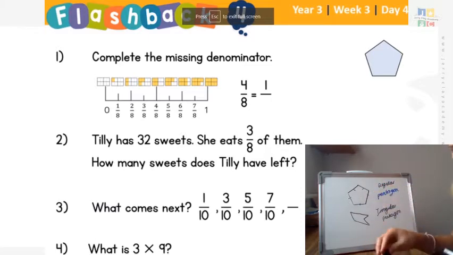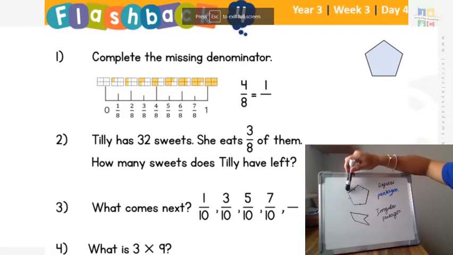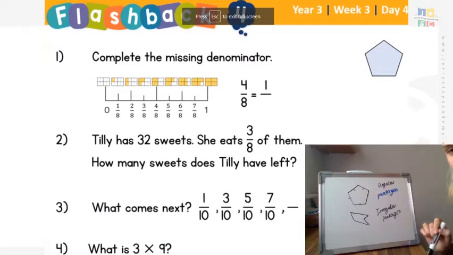Now why is this one regular and why is this one irregular? Have a quick chat to your parents, or think to yourself, what is the difference? You should say that the regular pentagon is regular because all the sides are the same length and all the angles on the inside are the same. However, on an irregular pentagon, the sides and the angles are all different.